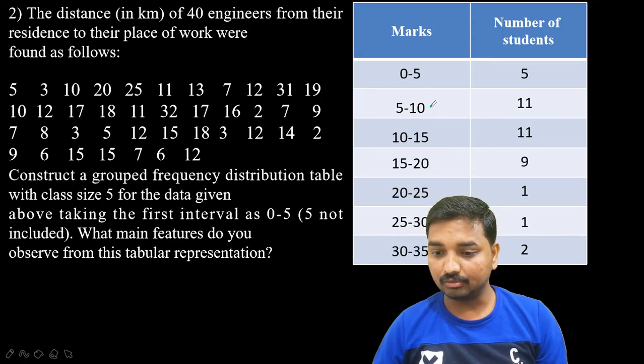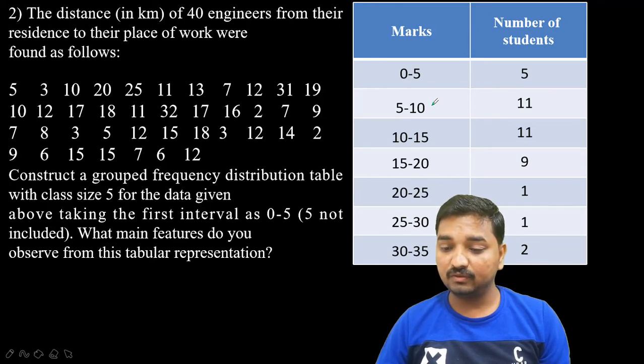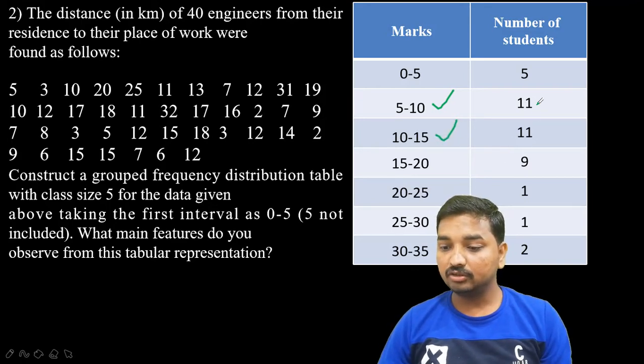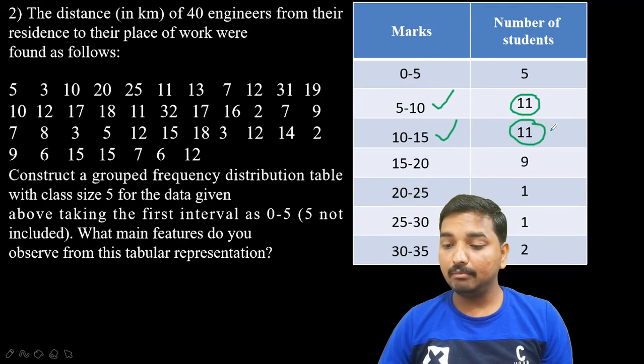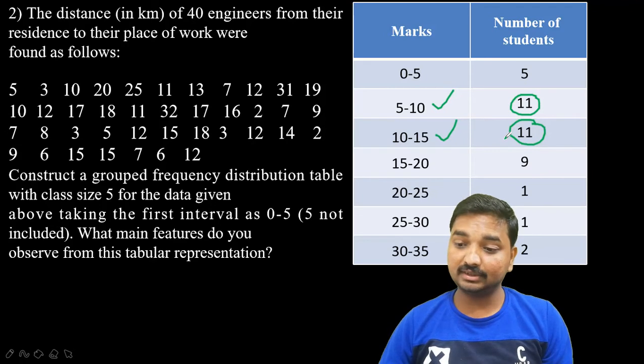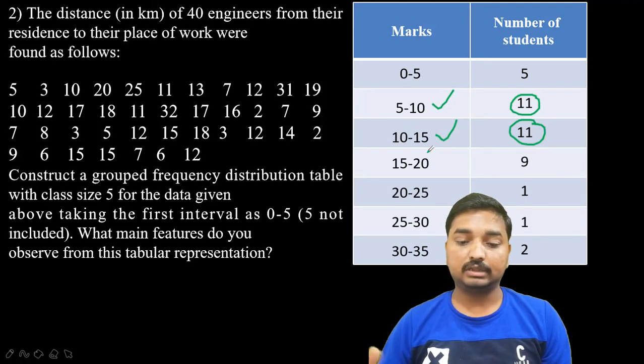So now look at here. For which class interval is the frequency maximum? For 5 to 10 and 10 to 15, the frequency seems to be maximum. Because here it is 11, and here also it is 11. So what does 11 indicate? 11 members. Okay, 11 engineers are there whose residence is at a distance within this range, 5 to 15. So try to understand here.